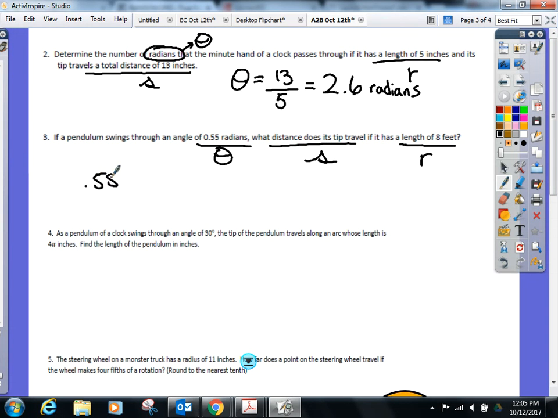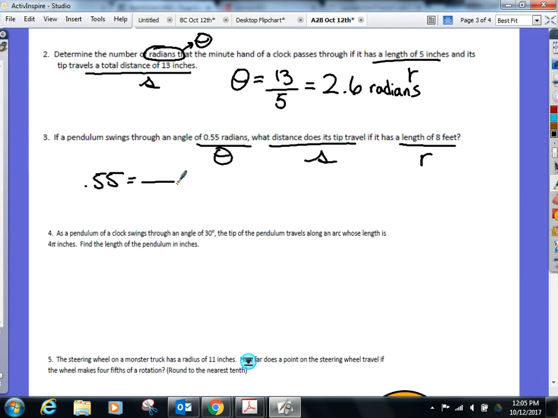So 0.55, theta equals S, which you guys told me I'm solving for, over R, which is 8. 4.4, what are we working in, feet? So it travels 4.4 feet. Okay, those weren't that bad, right? One slight adjustment now when we get to number 4. One slight adjustment.